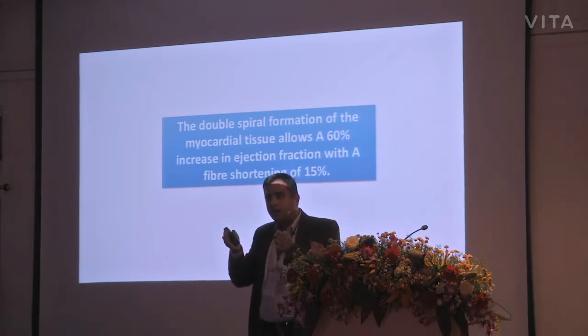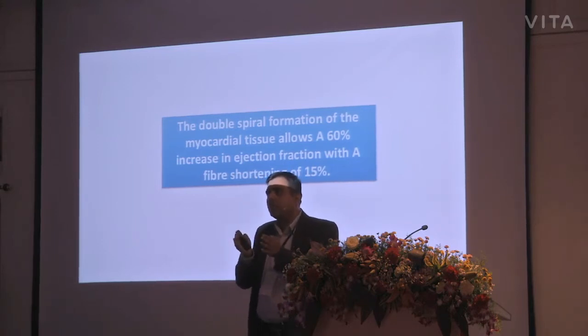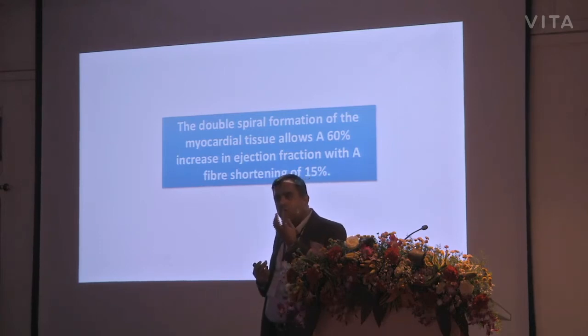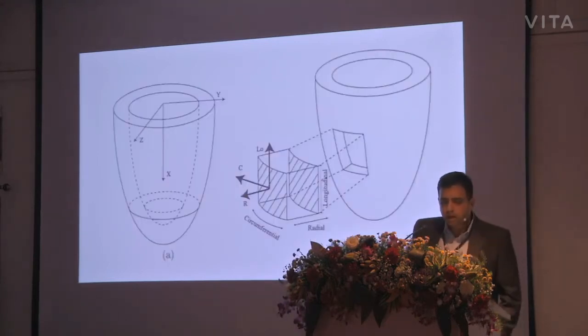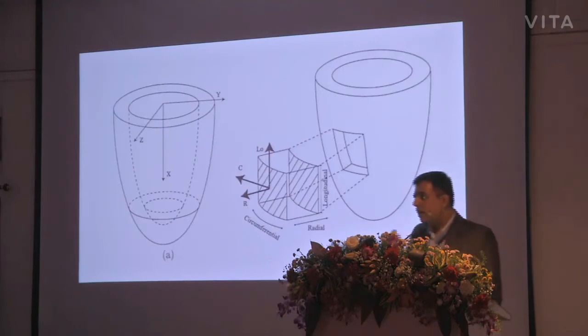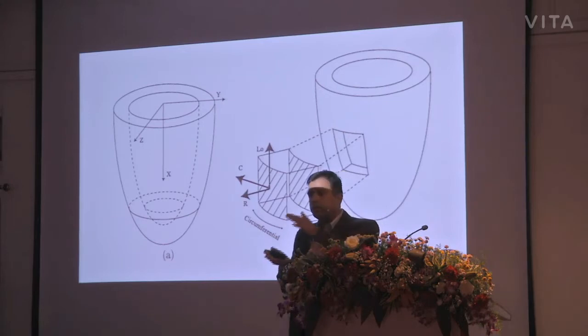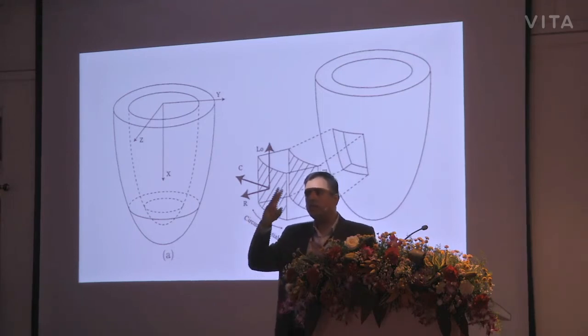So how do we get an ejection fraction of 60% from a contraction of just 15 to 20%? That is because of the double shape of these helices, and that's how the heart is so beautifully structured that it allows the heart to work at such beautiful efficiency to get an ejection fraction of 60%. Now, the motion of the heart, and this is point number 4, is not just in one direction. Okay.